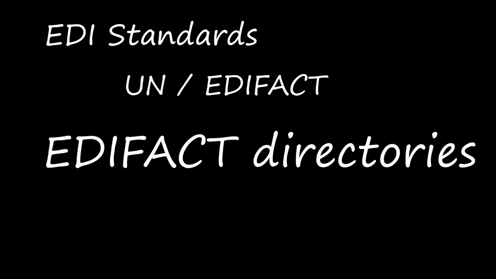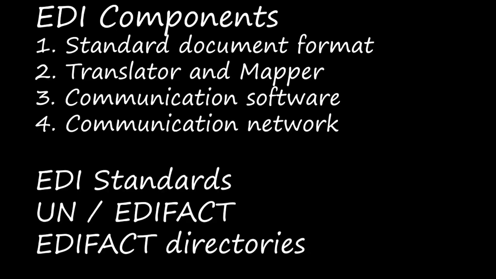So today we have seen about EDI standards. Before that we saw about EDI components. What are the major components of EDI? Standard document format, translator and mapper, communication software, communication network. And then we saw about EDI standards. In this entire EDI, EDI standards is the main thing.